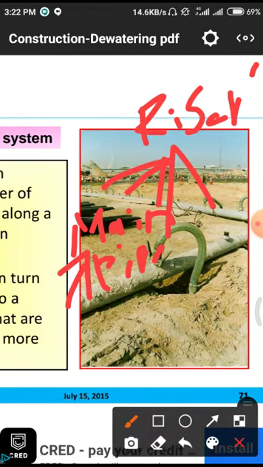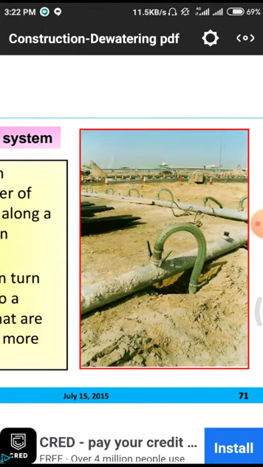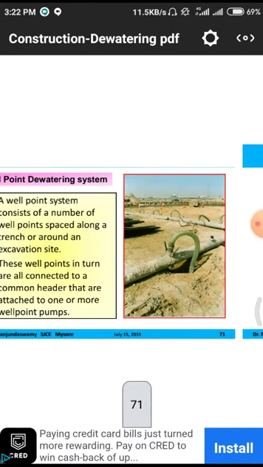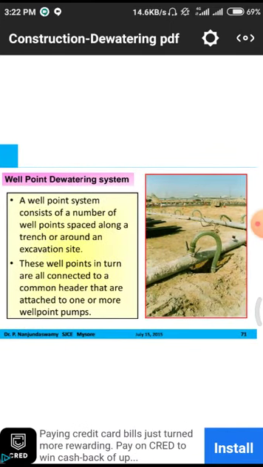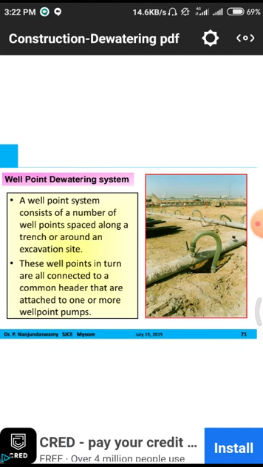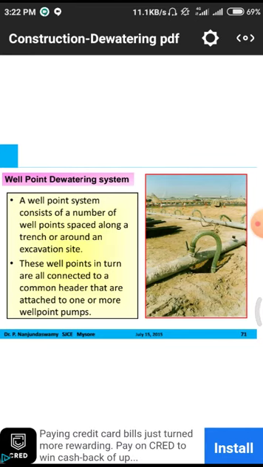Okay, it is the main pipe, so the total water will be collected from the riser pipe to the main pipe, and the main pipe transfers the water from the normal field to another field or any other canal.